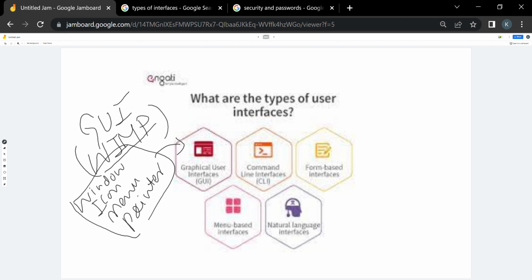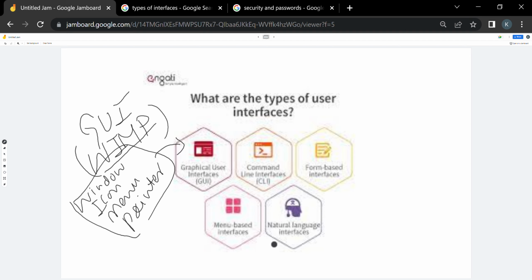Then the command line interface only allows us to enter commands. Here you can see one interface, I'm just displaying it on the screen. This black and white screen is basically your command line interface. Through this interface, we can only enter commands. But the important thing about this type of interface is that you need to learn the command before its execution.